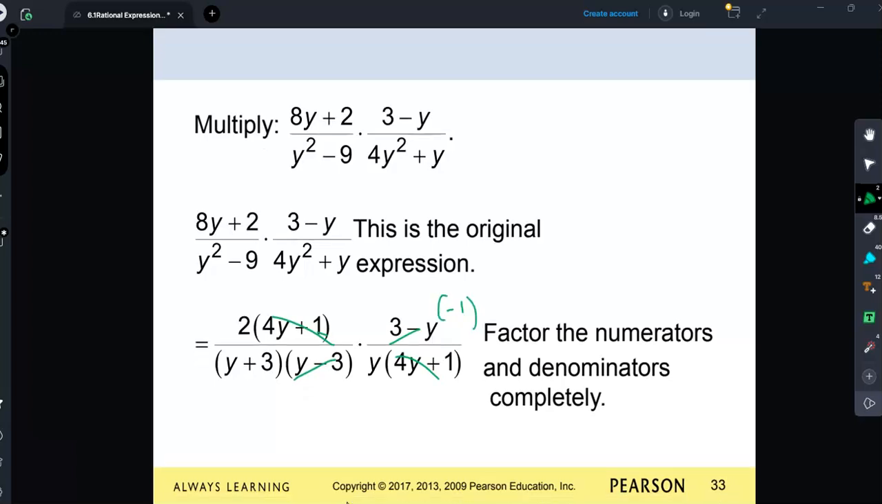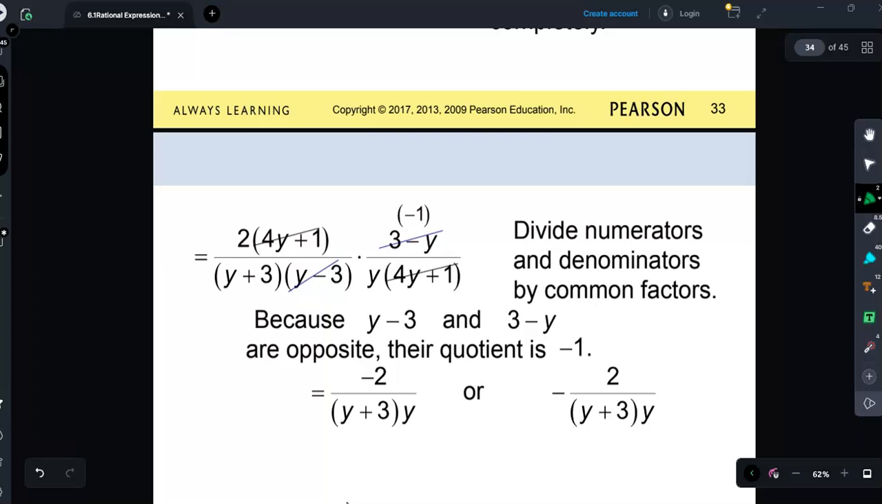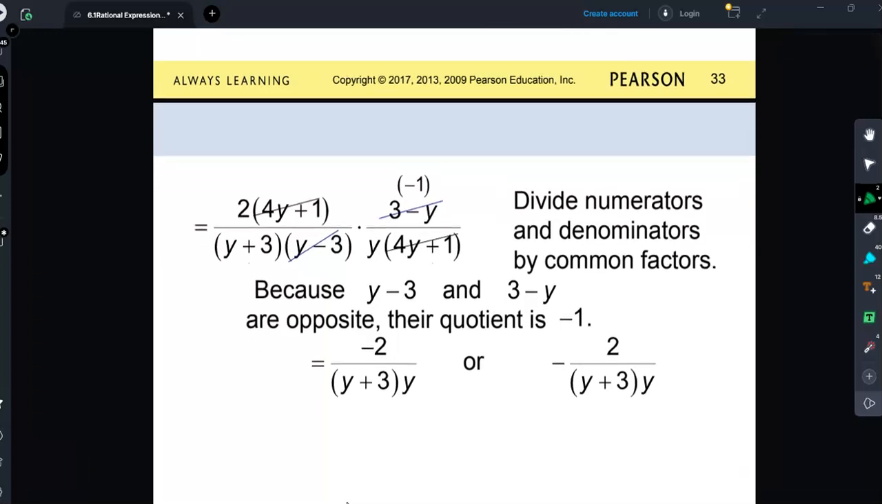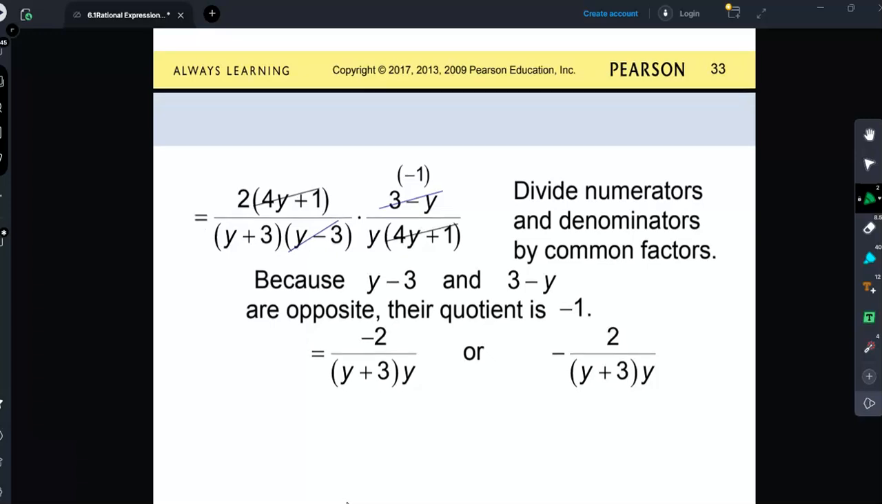So we'll see how that works down here. They did the same thing. So this becomes 2 times -1, which is -2 over y plus 3 times y. So usually you're going to write that negative outside of the fraction, which most of the time when I'm doing math, I'm assuming it's on the numerator. So like this, either form is acceptable.